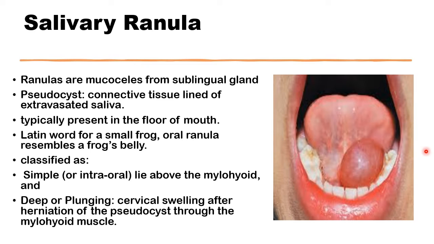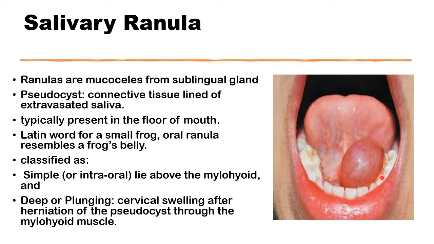Salivary ranulas are mucoceles that originate exclusively from the sublingual gland. They form a pseudocyst. It's not lined by any true epithelium. It's lined by connective tissue and is full of extravasated saliva. It typically presents in the floor of the mouth. The name ranula comes from the Latin word for a small frog.